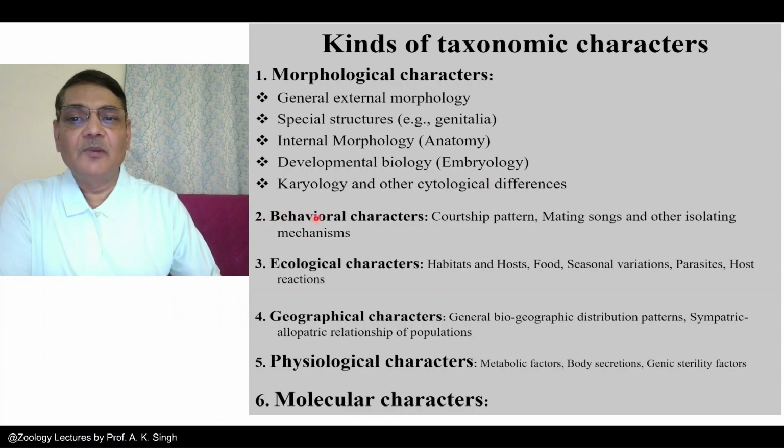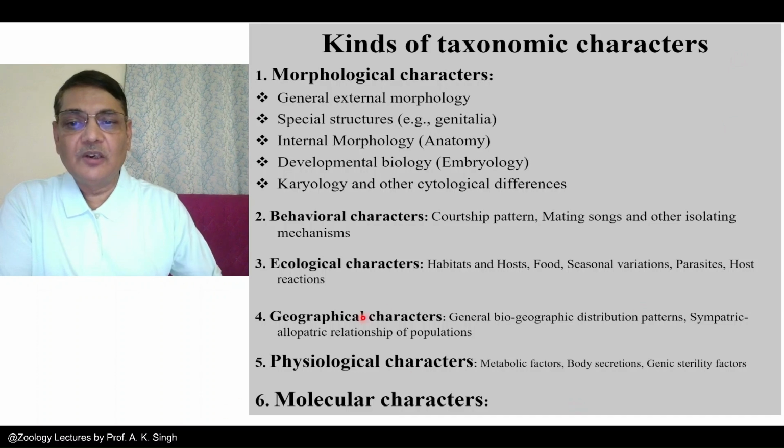Then in case of animals, behavioral characters can be considered like courtship pattern, mating songs, and other isolating mechanisms. Then ecological characters are of taxonomic importance like habitats and host, food which is being consumed by those animals, because certain animals feed on a specific kind of food only, others could be omnivorous. So that could also be considered for taxonomic purpose. Seasonal variations, parasites, host reactions.